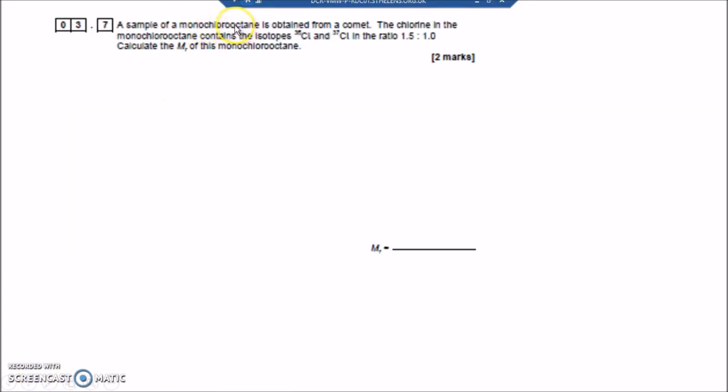So I've got monochlorooctane. So I've got octane, so C8, and if it's an ane, then you double the 8 to get 16, add 2 will be 18. So it's C8H18, but one of the 18 hydrogens has been replaced by a Cl. The chlorine contains the isotope 35Cl, so it could be a 35Cl or it could be a 37Cl. However, it's in the ratio for every 1.5 of these, there's one of these. So it's in the ratio 1.5 to 1. Or if I multiply it by 2, it's in the ratio 3 to 2.